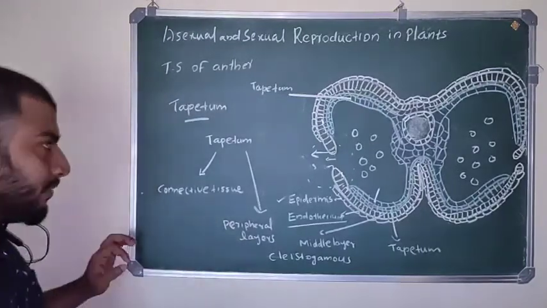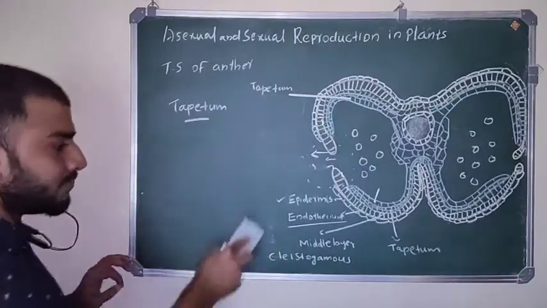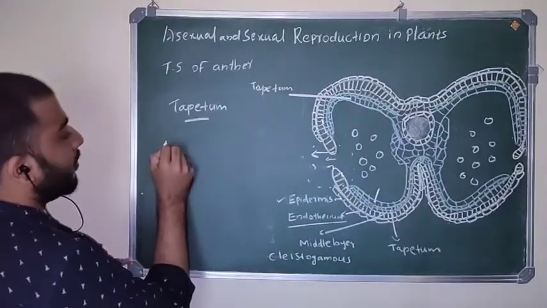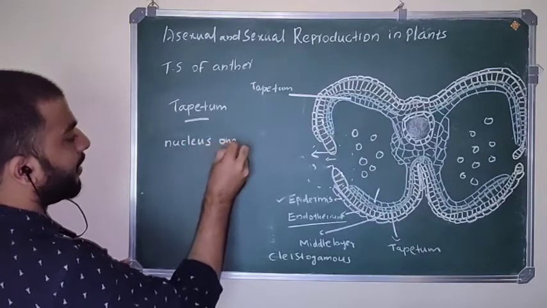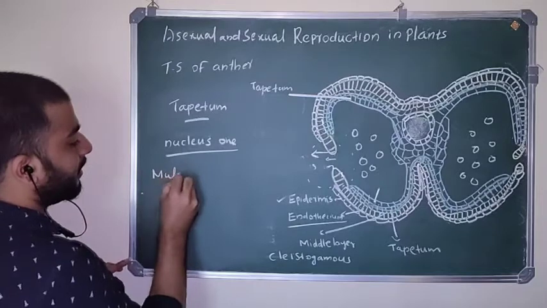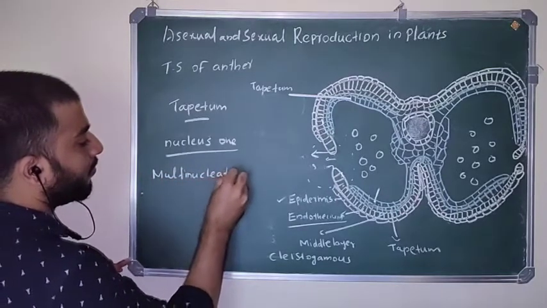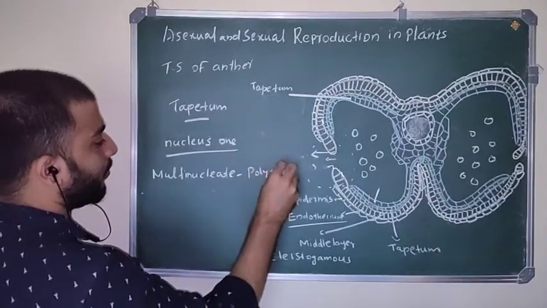And the tapetum cells may be multinucleate or may have a single nucleus. They may have only one nucleus, or sometimes they may contain many nuclei and form polyploids. Okay, they form polyploids.